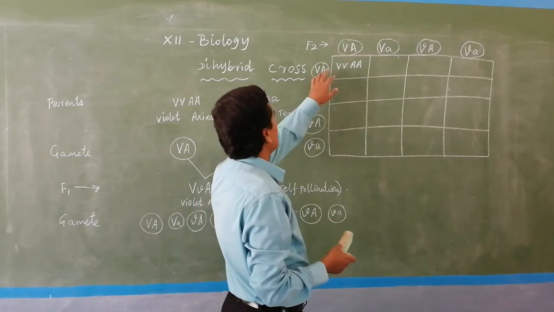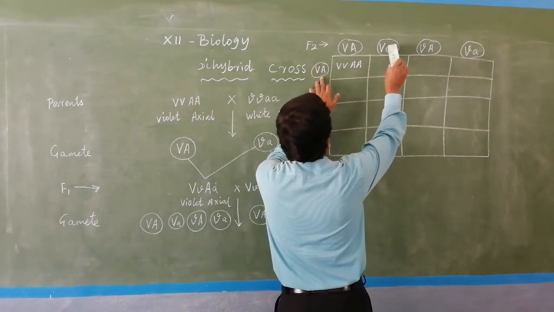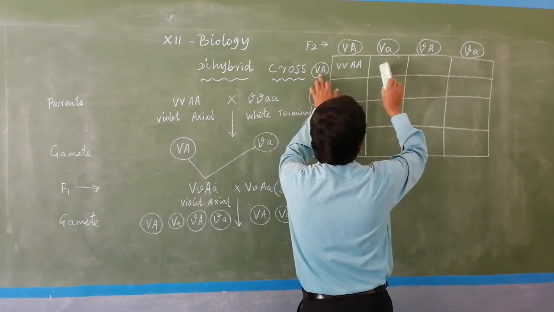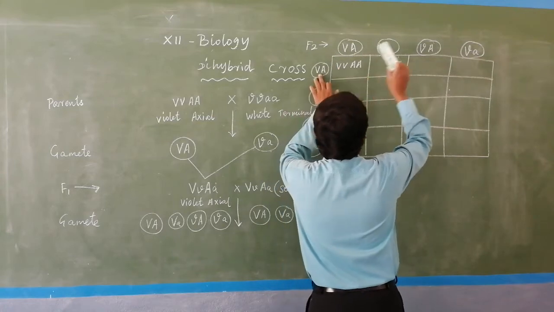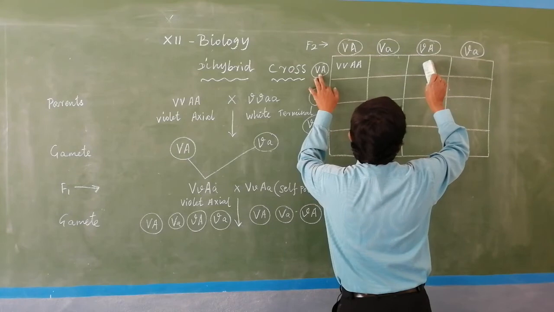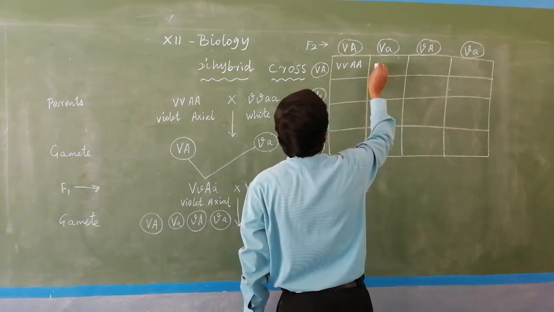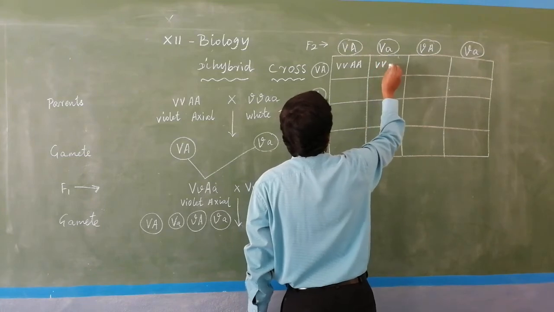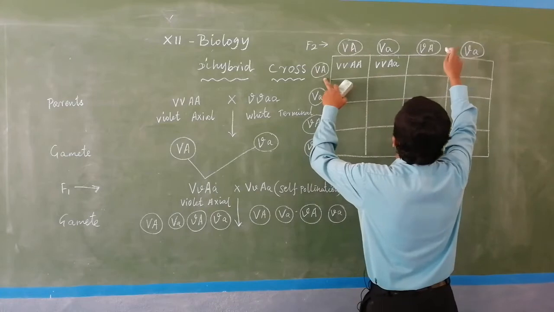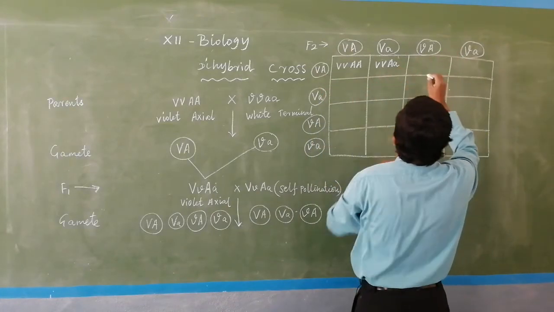So capital V, capital A, small a here. To multiply one male gamete and the female gamete, one organism of F2 is produced. Here one female gamete combines to form another organism. Here one is produced. Capital V, capital A, small a. Multiply this. Multiply means male and female combine to form a zygote.